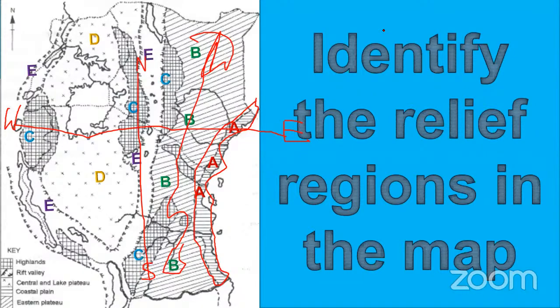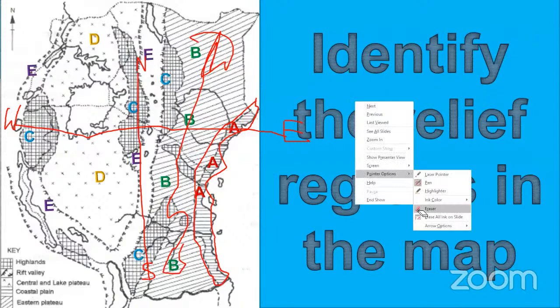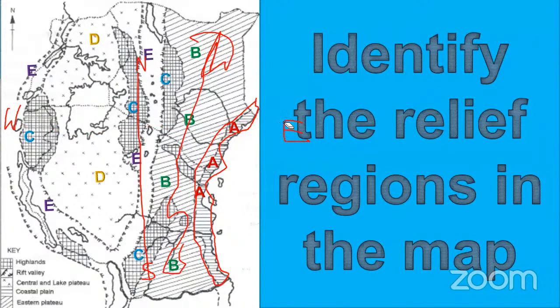Letter C. Pretty, you're wrong. Letter C is not a Rift Valley. Petronella: Letter C is representing the Central Plateau. Is it letter C? Are you sure? Letter C, what is letter C representing?